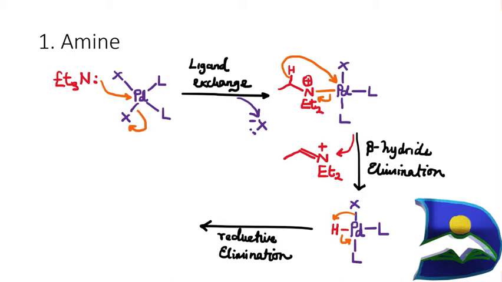So in here what we see is we have our palladium which is regenerated, and if you look closely at the oxidation number in here, the palladium has an oxidation number of 0 compared to where we started from, where our palladium had the oxidation number of 2. So this is one way by which we can regenerate our palladium using an amine.